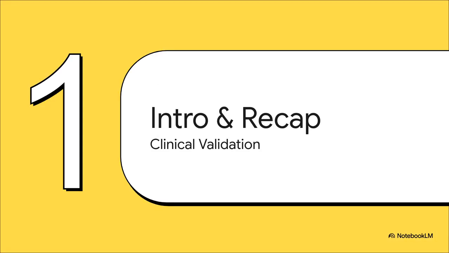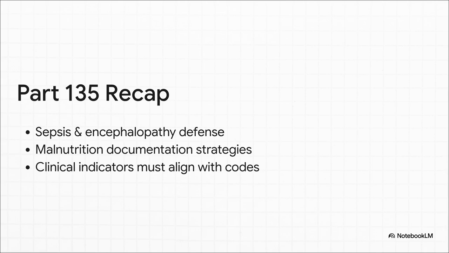Let's kick things off by building right on top of what we covered last time. We want to make sure that foundation is rock solid before we add this new layer of complexity. So, in Part 135, we went deep into defending against clinical validation denials for tricky conditions like sepsis, encephalopathy, and malnutrition. And we established a golden rule, right? Your clinical indicators, things like elevated ammonia levels for encephalopathy or high lactates for sepsis, absolutely must perfectly justify the codes you're billing. If the clinical picture doesn't match the code, payers are going to downgrade that DRG in a heartbeat. Today, we're taking that exact same logic and applying it to how the government grades a hospital's safety record.